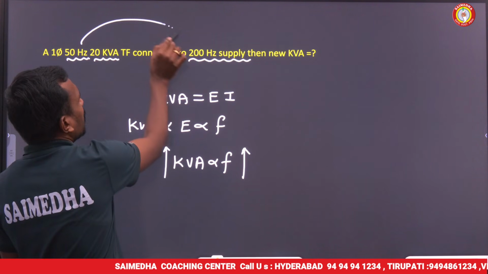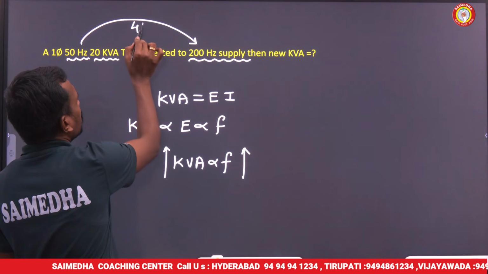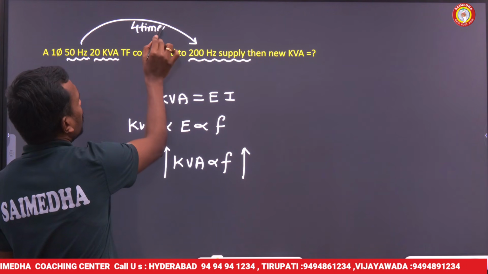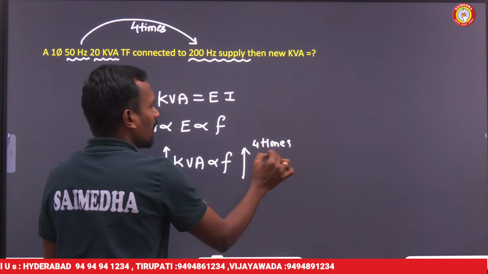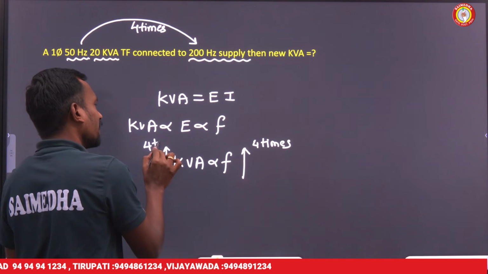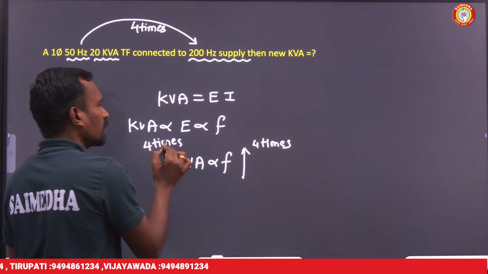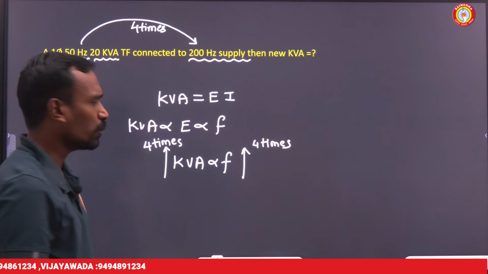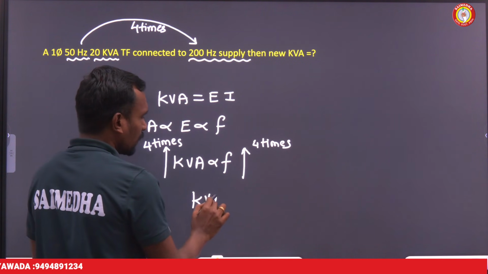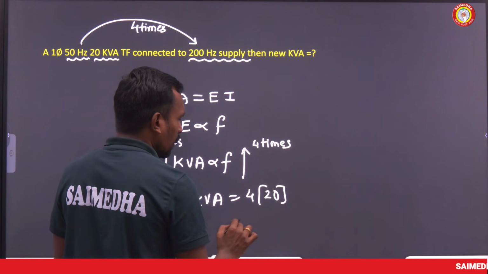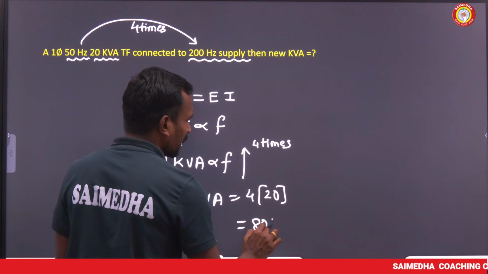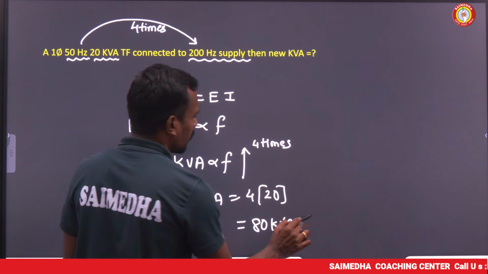Here the frequency increased by 4 times. When the frequency is increased by 4 times, ultimately the kVA rating will also increase by 4 times. What is the new kVA? The new kVA of the transformer is 4 times 20 kVA, which equals 80 kVA.